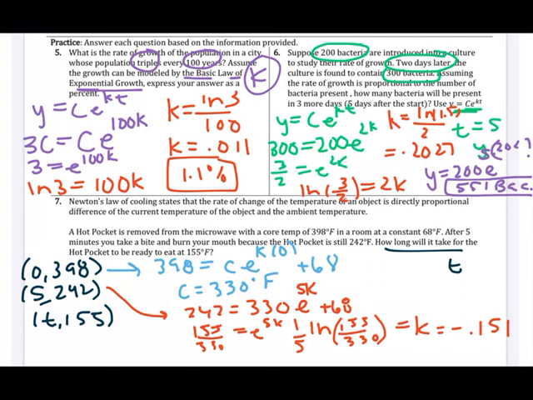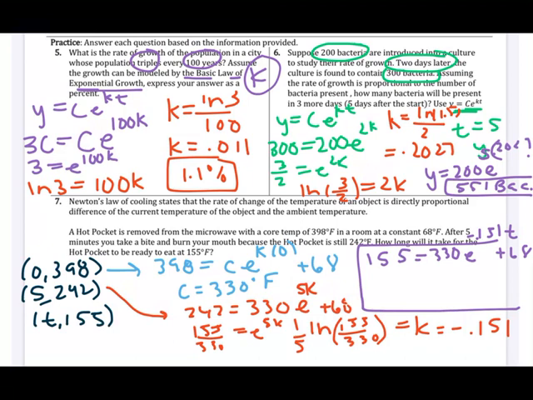And then last but not least, our ultimate goal on this problem, we were doing all of this work so that we could figure out how long it is going to take us to eat our Hot Pocket. But let's be real, we probably could have already eaten our Hot Pocket by now in this situation. So how long is it going to take? We're looking for the temperature to be 155 degrees Fahrenheit. Our C value is 330, e to the K value we just found, negative 0.151, t is what we're looking for. I'm not going to forget my plus 68 this time.